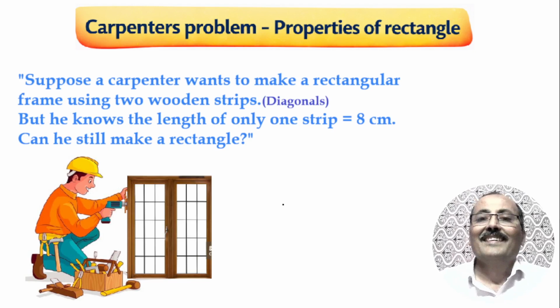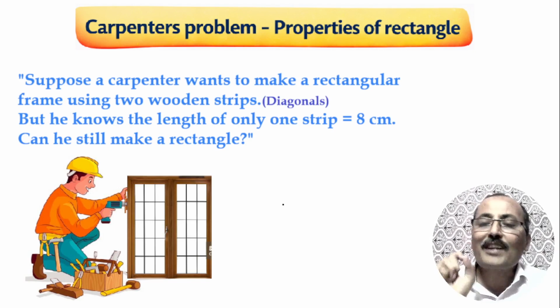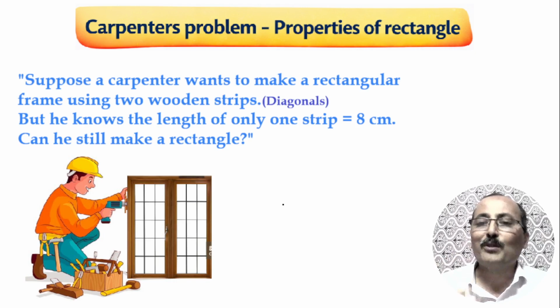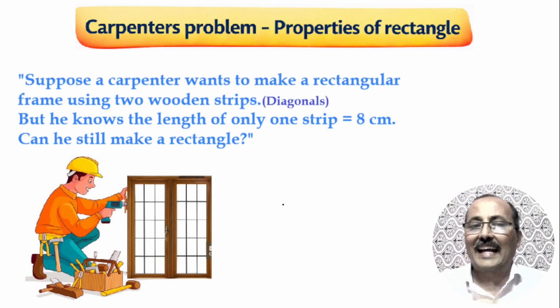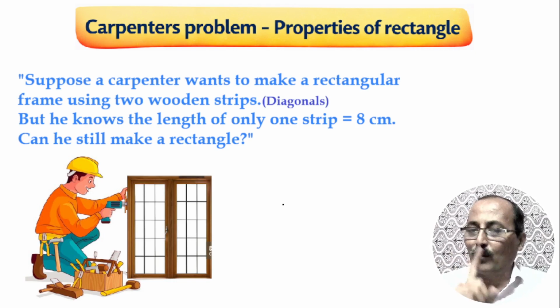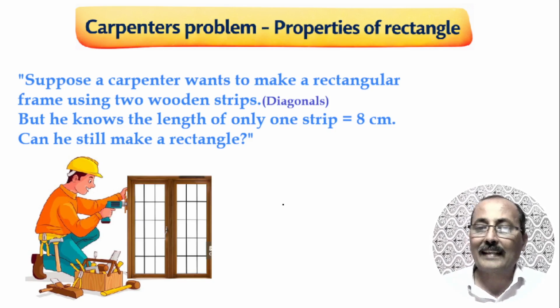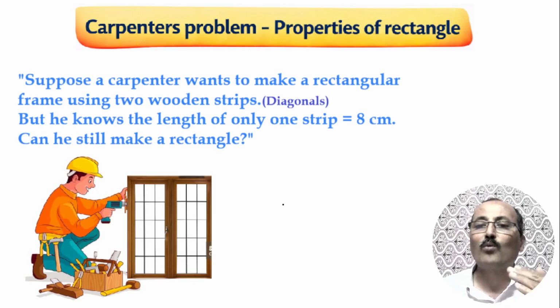Hello students, a carpenter wants to make a rectangular frame using two wooden strips, that is diagonals, but he knows the length of only one diagonal, that is 8 centimeter. Can he still make a rectangle? Yes, let us help him to make the rectangle by giving some ideas using the concepts we studied already.